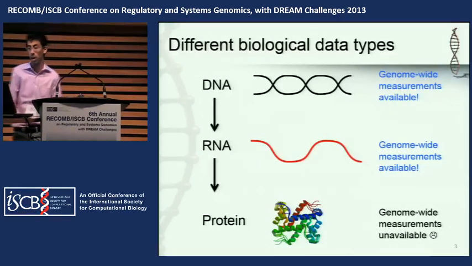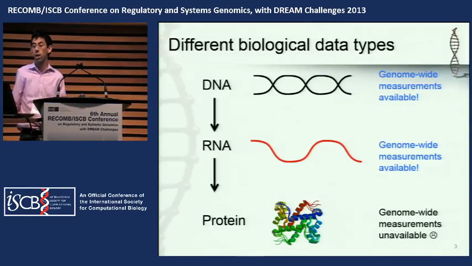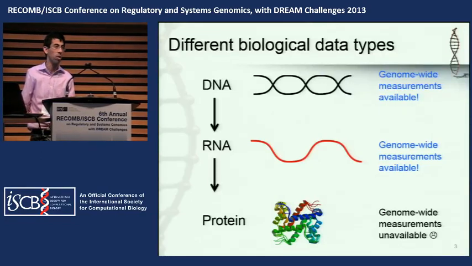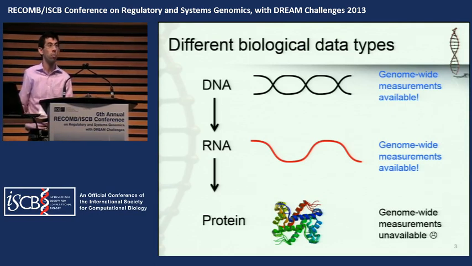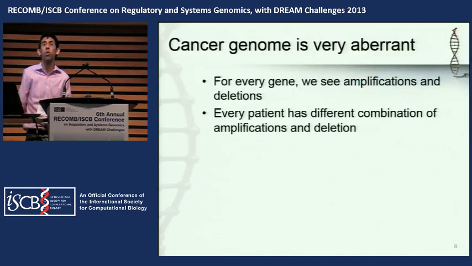So basically, brief review, I use DNA and RNA together, where we have genome-wide measurements available, and integrating them actually gives us better results than looking at either. I'm not using protein data since, unfortunately, genome-wide measurements aren't available, but we've seen wonderful work on how people can do it even if it's not genome-wide. So when you look at DNA and you're looking at copy number, for every gene you see tons of aberrations. If we're talking about mutations, yes, but you're also talking about total changes in copy number, amplifications, deletions, and every patient has different combinations.